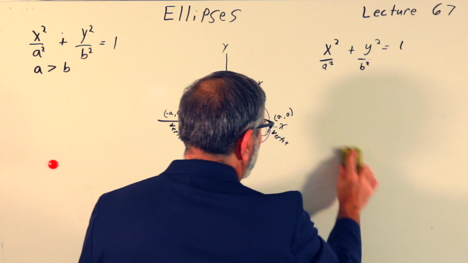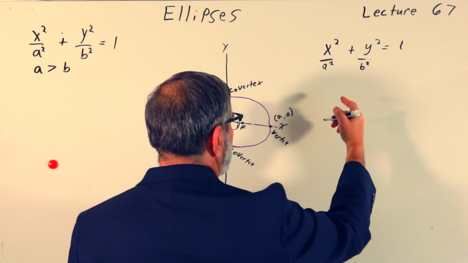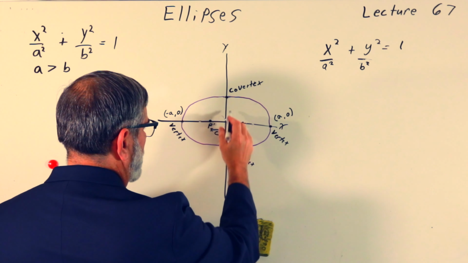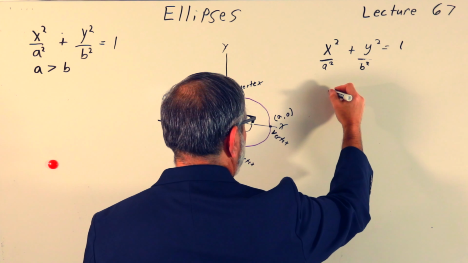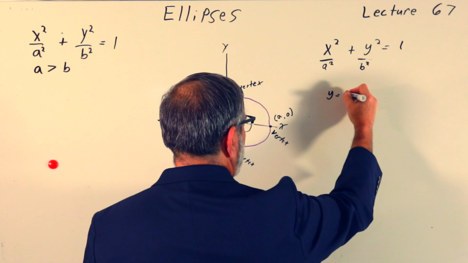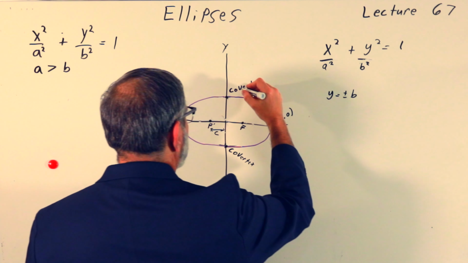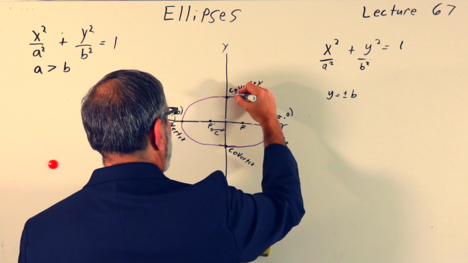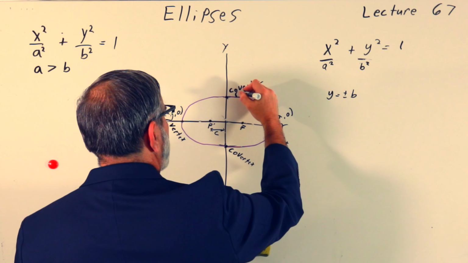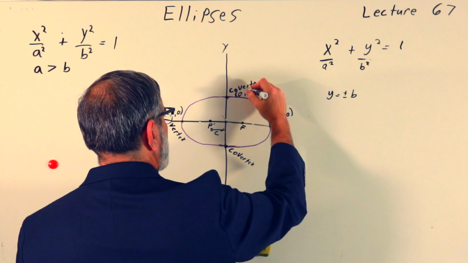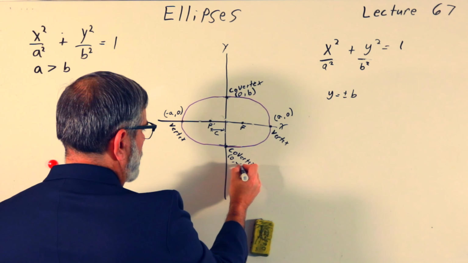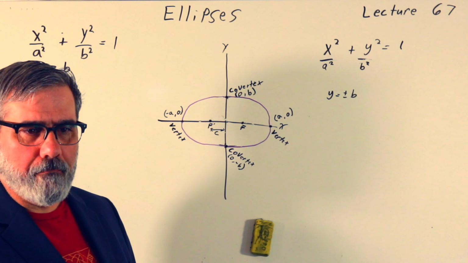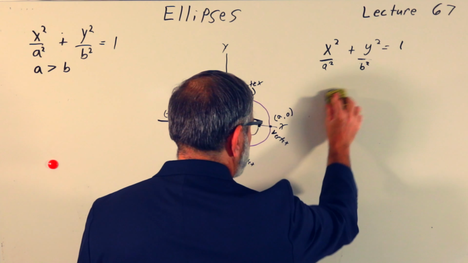Similarly, the covertices lie where x equals 0. So we get that y is equal to plus or minus b. This point would be x equals 0, y equals b, and this point down here would be x equals 0, y equals minus b. So those are the vertices and the covertices.